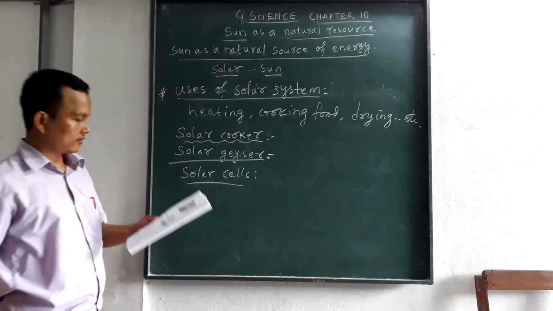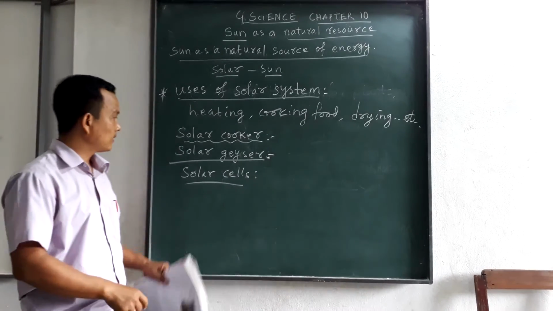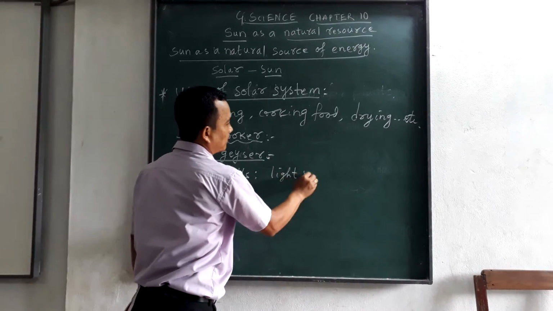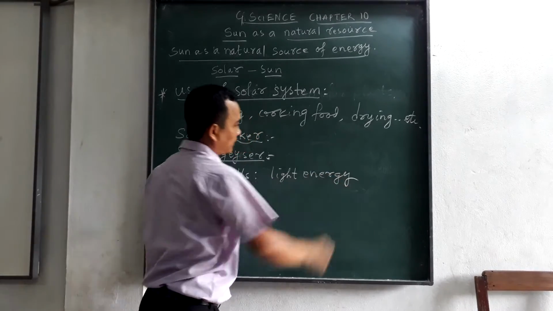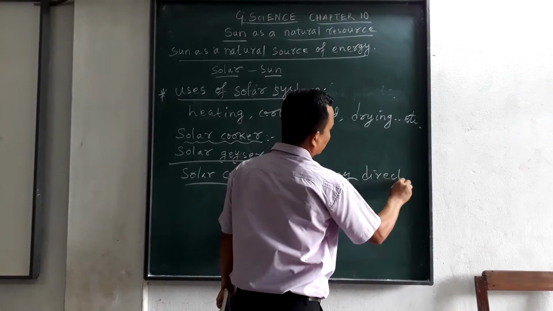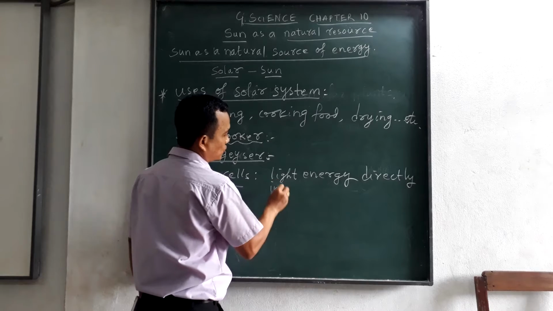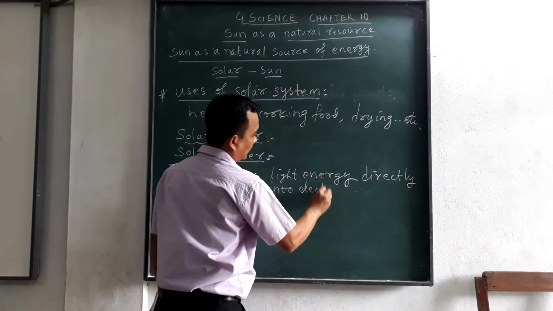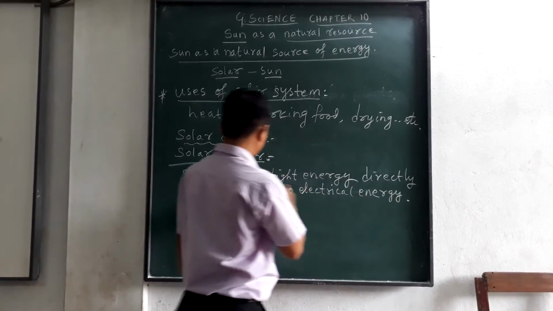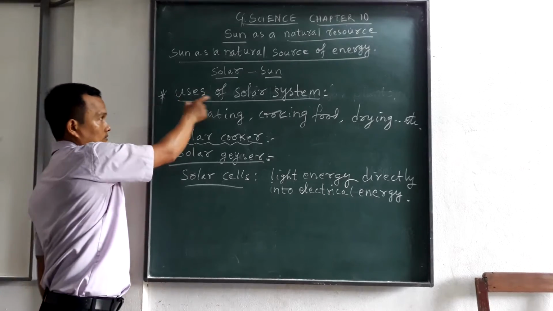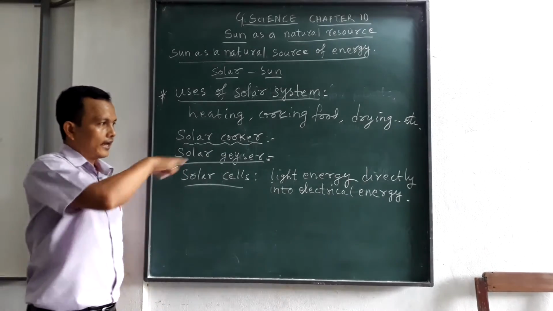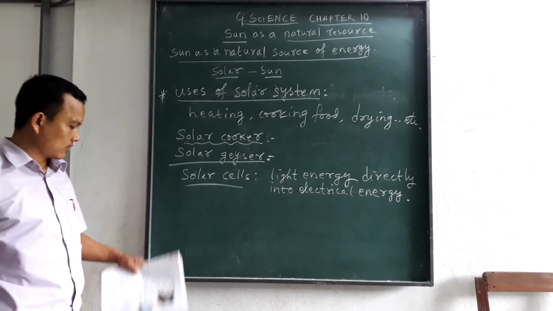And solar cells. What are solar cells? Actually, these are devices that convert light energy directly into electrical energy. It is one kind of solar device being used as solar cells. The light energy will be directly converted into electrical energy.